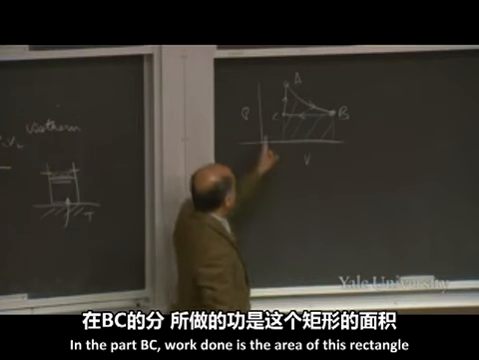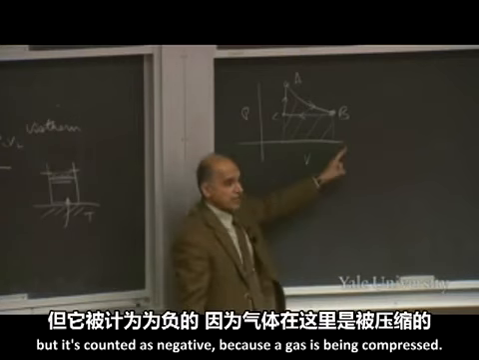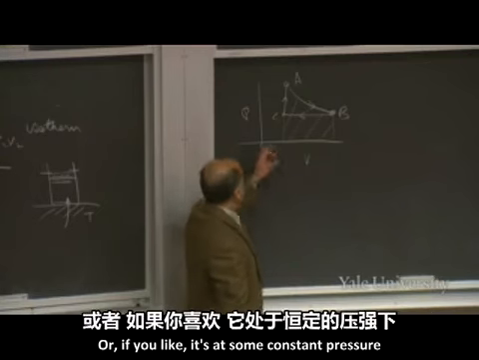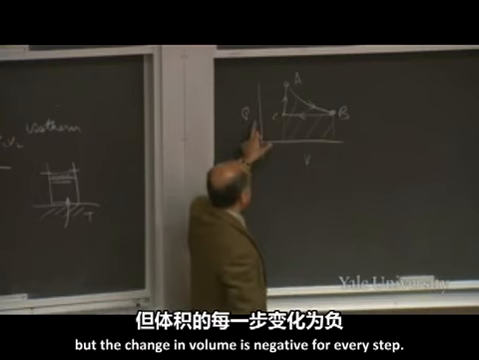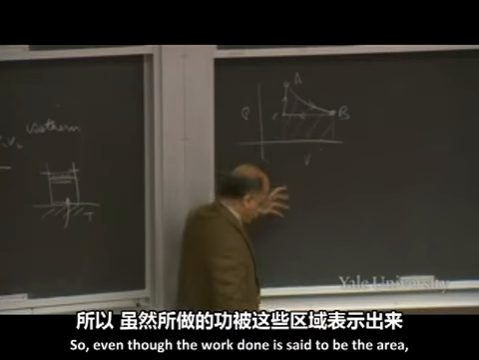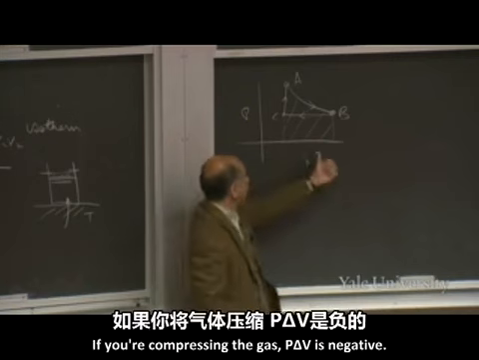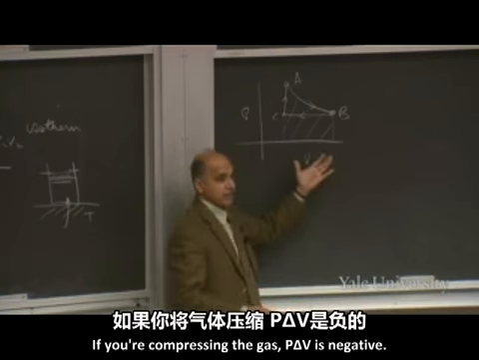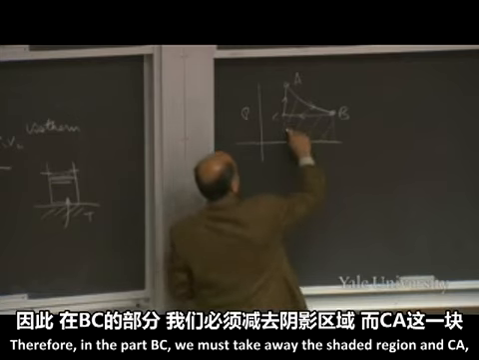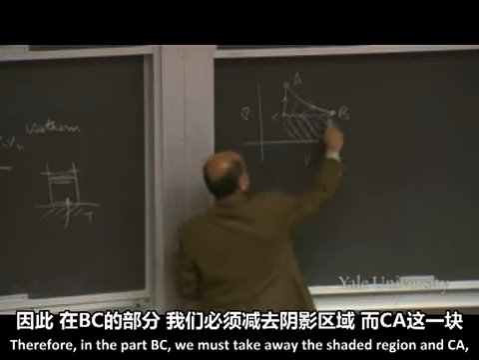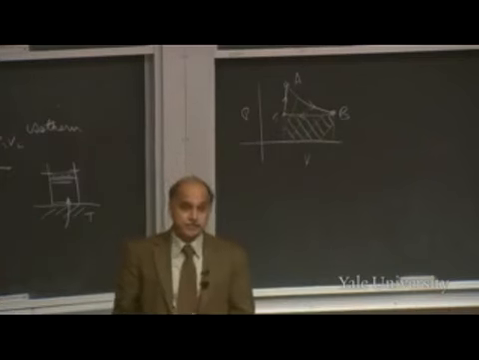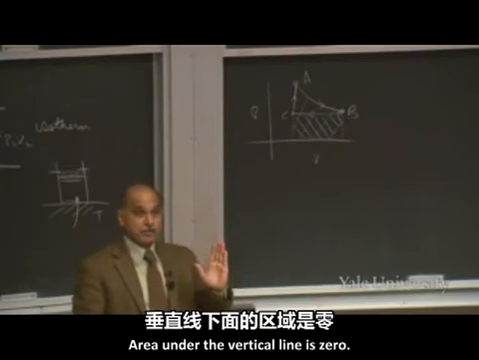In the part BC, work done is the area of this rectangle, but it's counted as negative because the gas is being compressed, or if you like, it's at some constant pressure, but the change in volume is negative for every step. So even though the work done is said to be the area, you got to keep track of sign. If you're compressing the gas, P delta V is negative. Therefore, in the part BC, we must take away the shaded region. And CA, no work is done because volume is not changing. Area under the vertical line is 0.